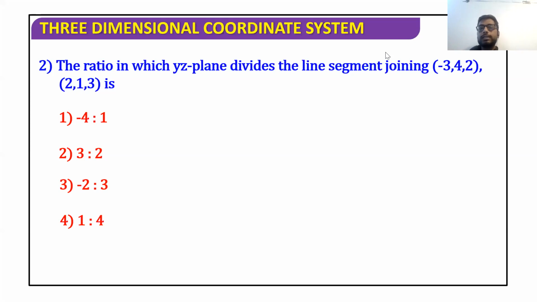Pretty straightforward. If you are considering the YZ plane, consider x coordinates. Suppose the question was the ratio in which the XZ plane divides the segment. In that case, what would be the answer? XZ plane, I'm saying. So you have to use the formula minus of y1 by y2. So minus of 4 by 1. In that case, minus 4:1 would be my answer. And if I change my question to the ratio in which the XY plane divides the line segment joining this and this, I'm saying XY plane, my answer should be minus of z1 by z2. So minus of 2:3 would be my answer in that particular case.